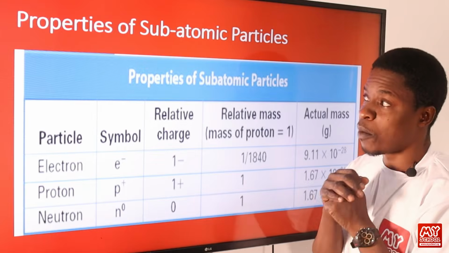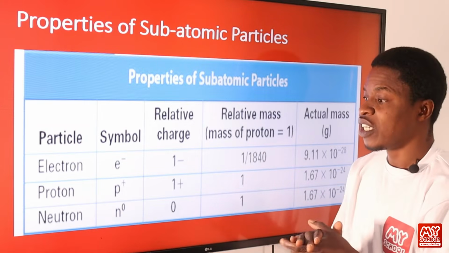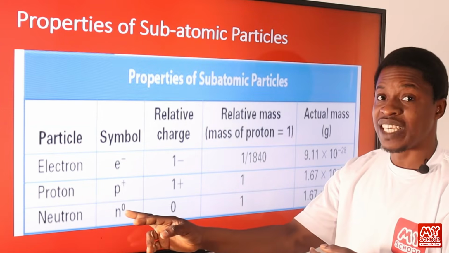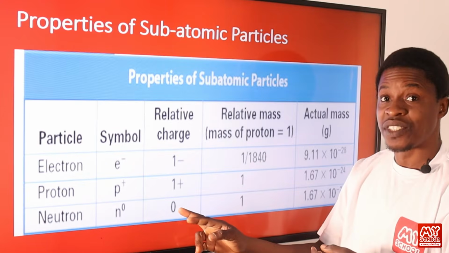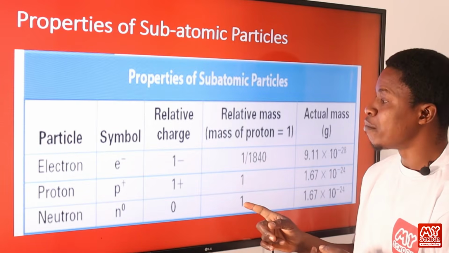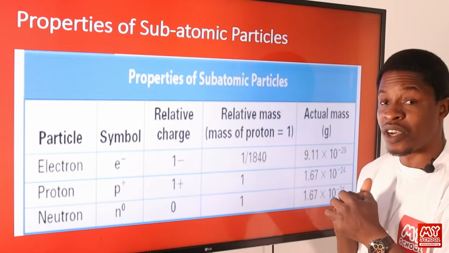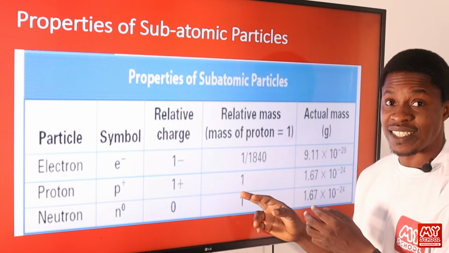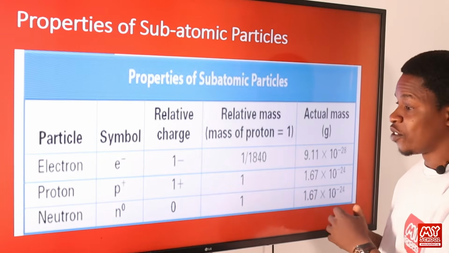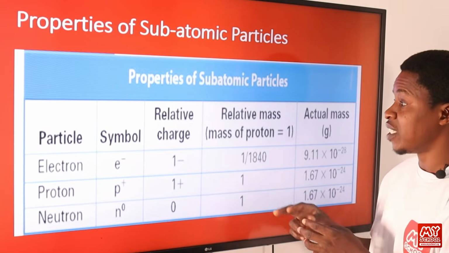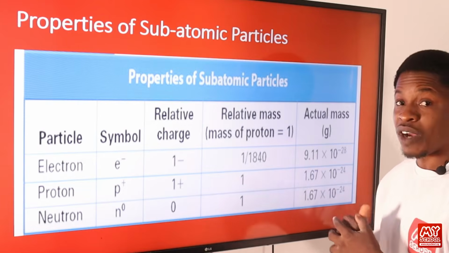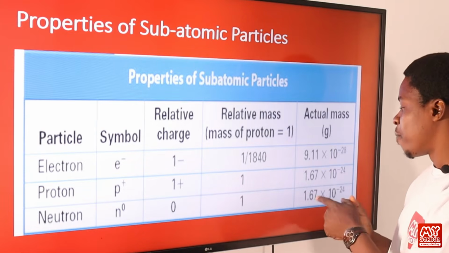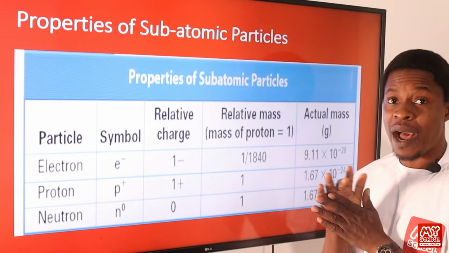And then the last subatomic particle is the neutron. The neutron has no charge. That's why we write n to the power of 0. It has a relative mass of 1, just like the proton. Proton and neutron have the same relative masses, 1 and 1. Because they have the same relative masses, the actual mass will also be the same, 1.67 times 10 to the power -24.